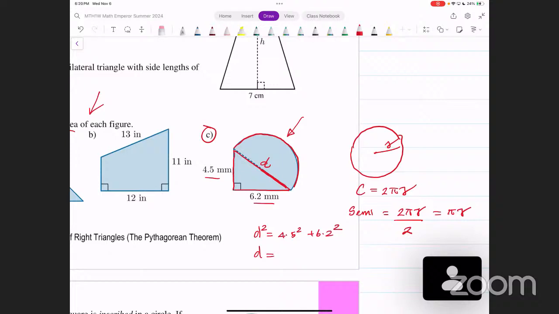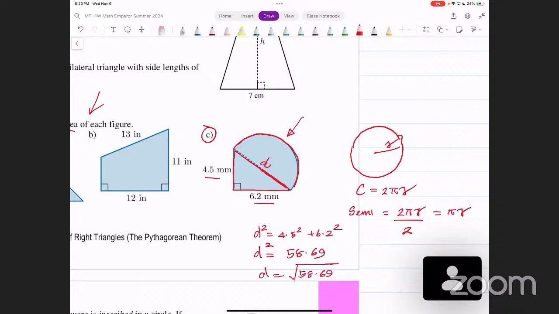So 4.5 squared plus 6.2 squared, somebody can tell it. Shreya, can you tell me what is 4.5 squared plus 6.2 squared on your calculator? 58.69. Okay, so she said 58.69. I don't know that. If anyone has questions, you can double check. d is equal to the square root of 58.69.